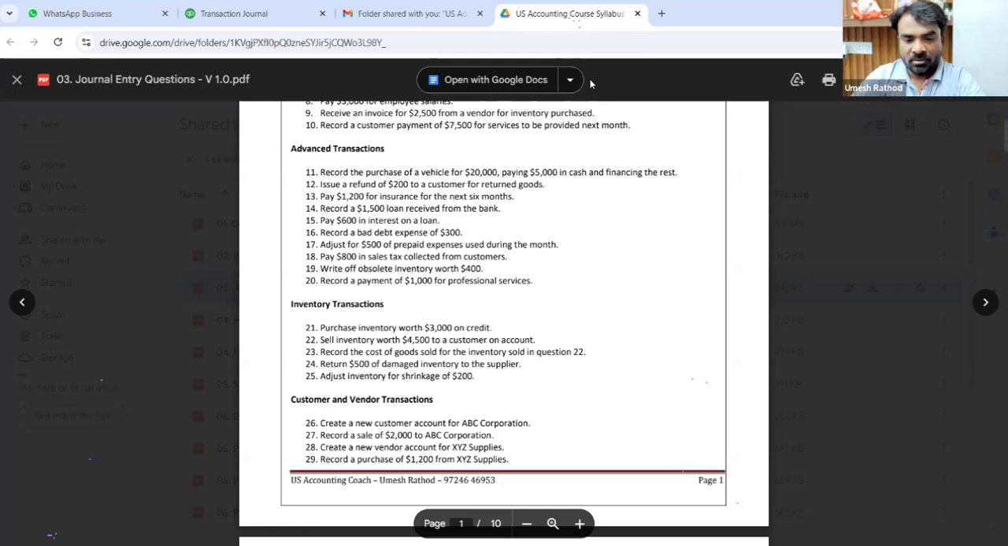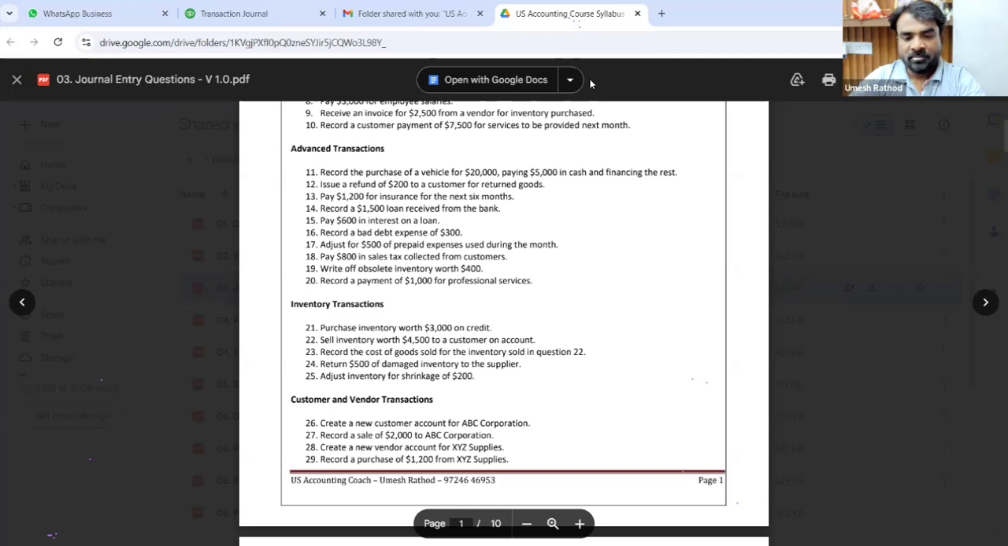Now record 1,500 loan received from the bank. Where you have received it, into your bank, means bank account increases. So bank account debit. And from where you have received it, it's a loan. Loan account credit.